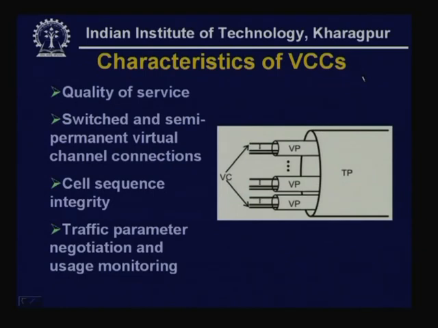So, let us look at the characteristics of virtual circuit connections. First of all, it has to provide some quality of service, that means delay, jitter, variation in delay, bandwidth, burst size. These are the quality of service parameters that have to be specified. Then the switched and semi permanent virtual channel connections. As we shall see, we shall have permanent virtual circuit as well as switched virtual circuit. We shall discuss about that. That is being supported by ATM.